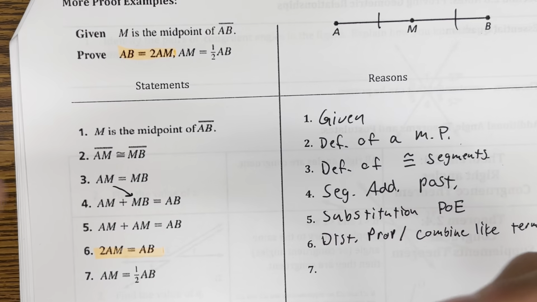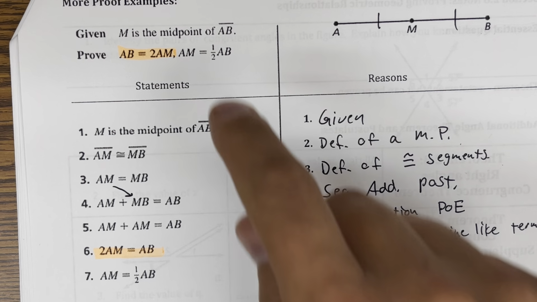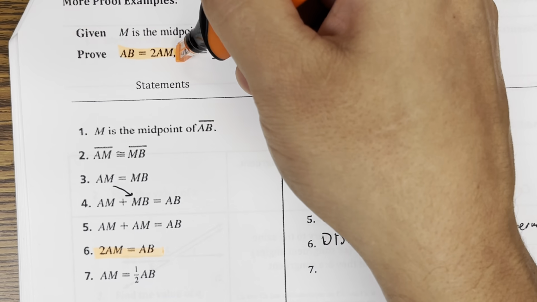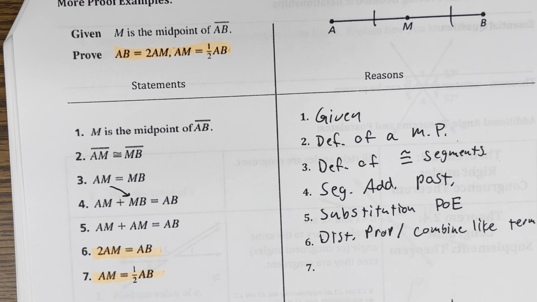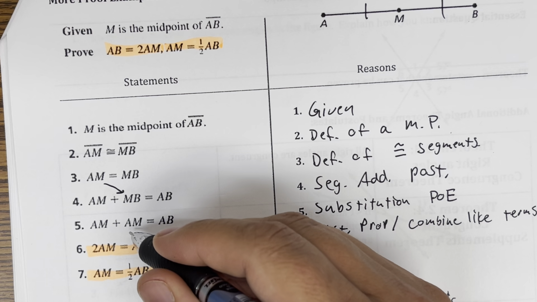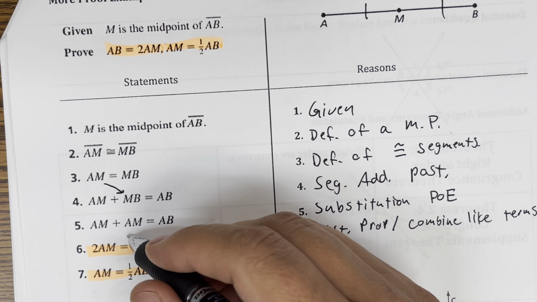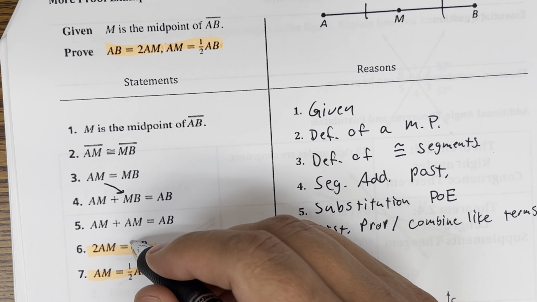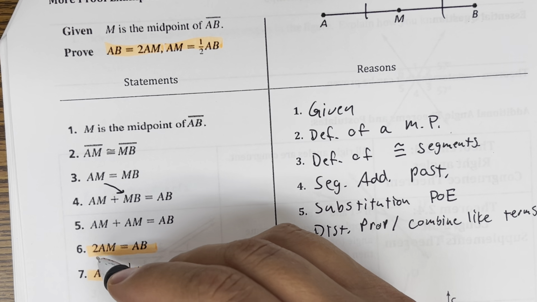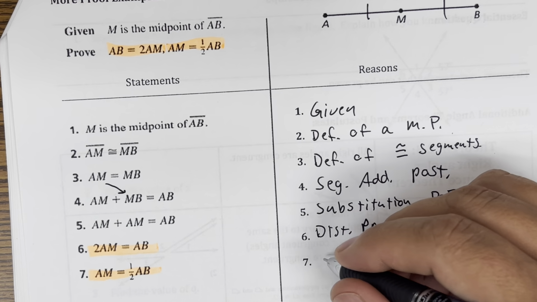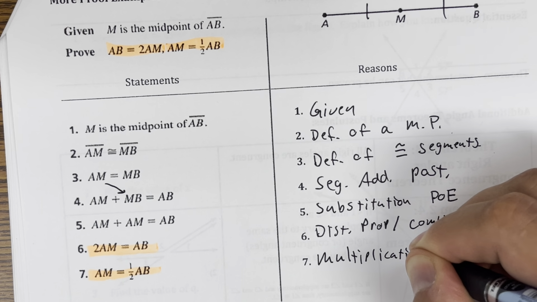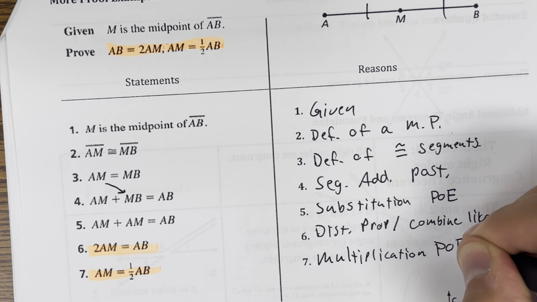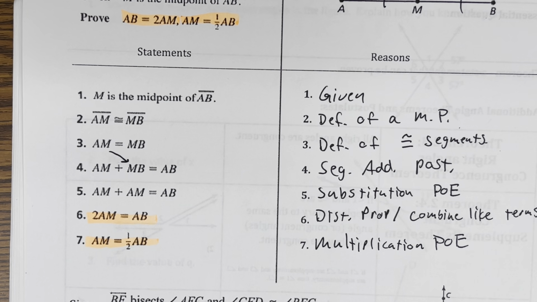That's done. Now the next step is we need to get it to say 1/2 AB. So for us to get it to say 1/2, we will multiply both sides by 1/2, or you could say divided by 2. I'd be fine either way, but I'm going to use multiplication. Multiply by 1/2. 1/2 AB. 1/2 times 2 is 1, so that's just AM. So we use the multiplication property of equality.